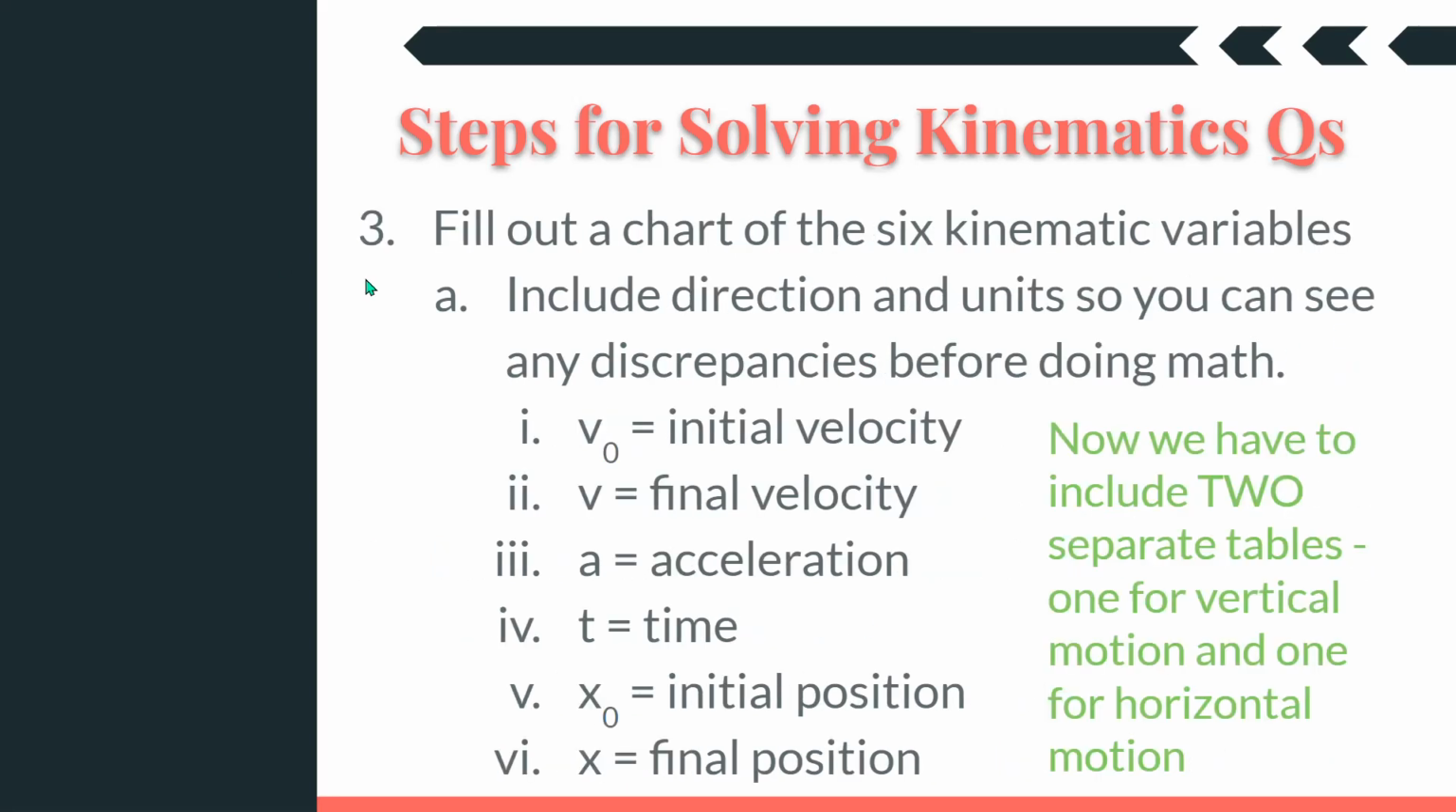The third step is to fill out a chart of the 6 kinematic variables. Again, all of these steps should look familiar. And include direction and units so you can see any discrepancies before doing math. You'll notice I have a little note though that makes this different than last unit. Now you have to include 2 separate tables because I've told you 3 times now, vertical motion is independent of horizontal motion. So you're going to have a table for your vertical motion and a different table for your horizontal motion. Okay, so you're going to label these variables in each direction separately in 2 different tables. Okay, and I'll show you what I mean in a second.